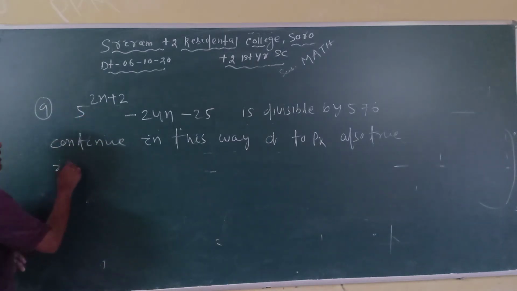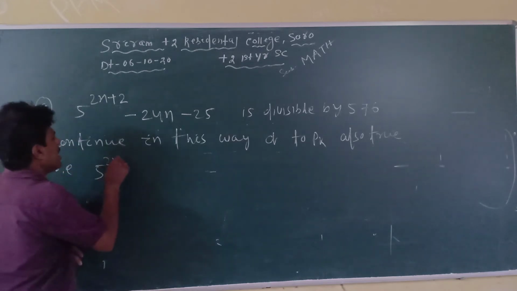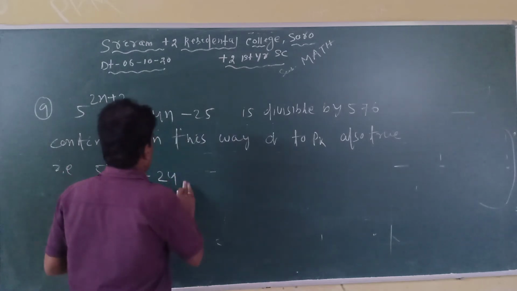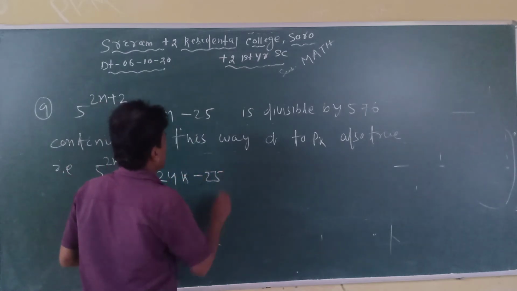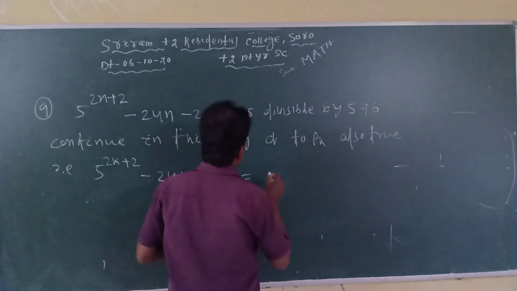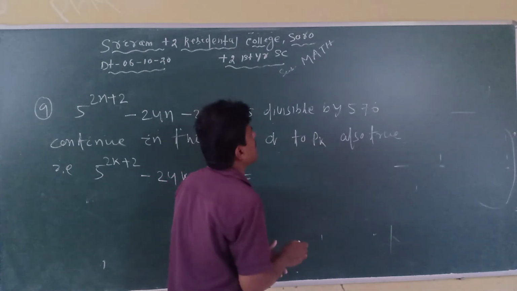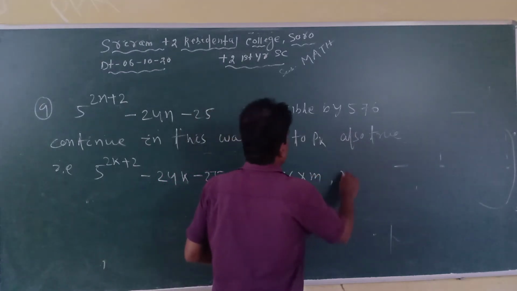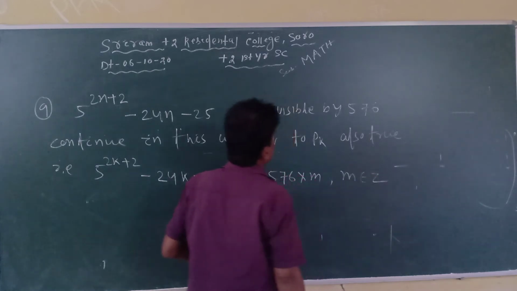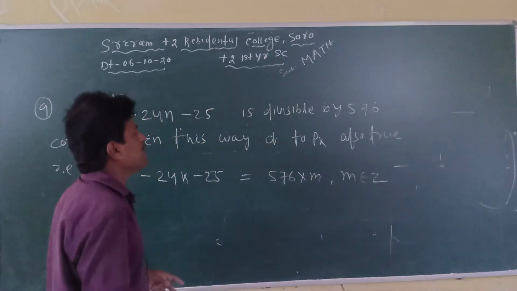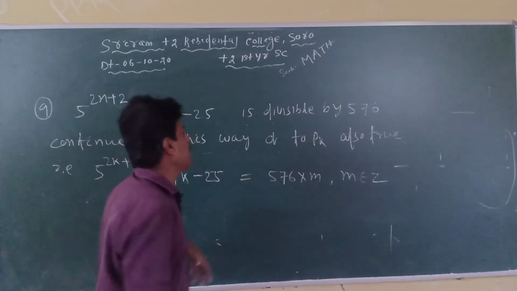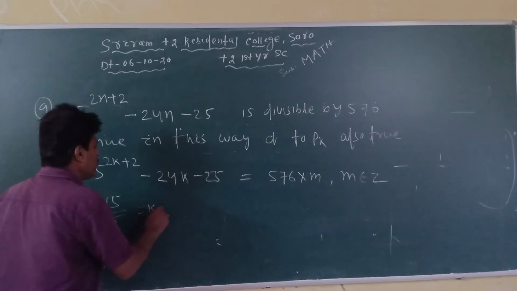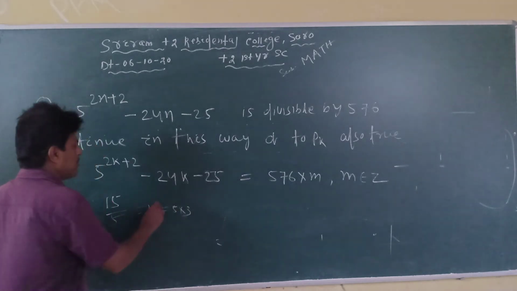That is 5 to the power 2k plus 2 minus 24k minus 25 is, by the given condition, divisible by 576, that is 576 into m, where m is an integer. m is an integer because it is divisible by 576, that is a multiple of 576. For example, 15 is divisible by 5, so 15 is equal to 5 into 3.